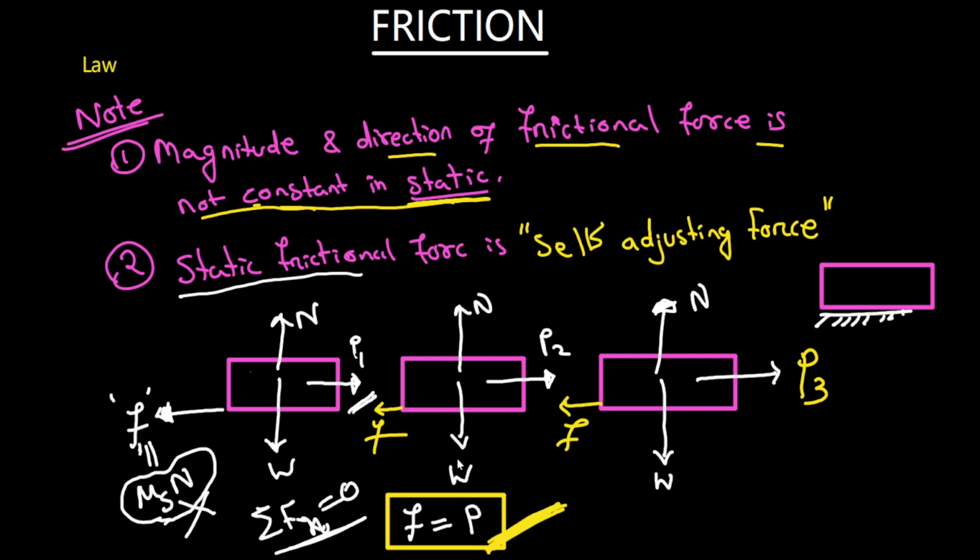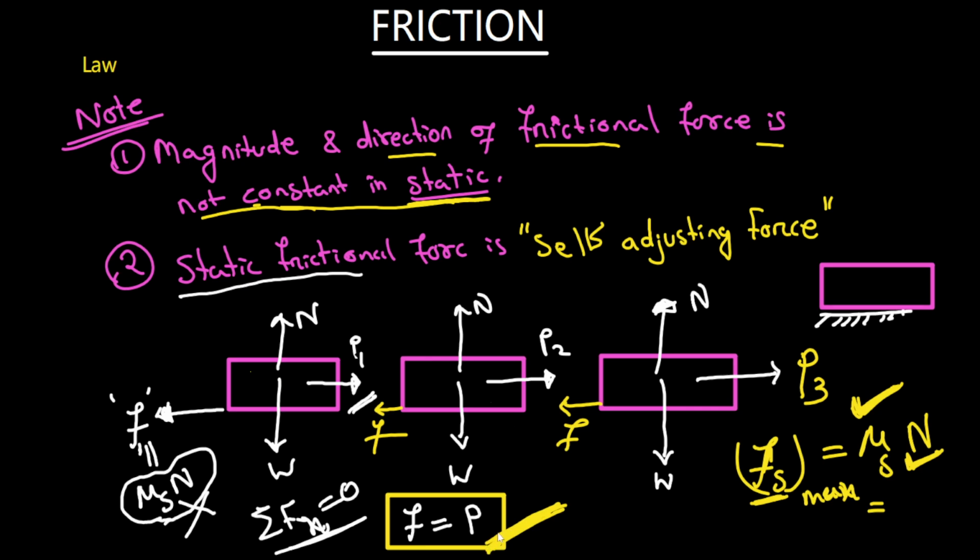Suppose from the law, Fs maximum is equal to mu s into N. You know mu s is given from the surface, so it is given in the question paper. And since weight is given, you can calculate the normal reaction. If it is inclined, you can calculate it by resolving the weight into the perpendicular direction. In any case, you will get Fs maximum, that is the maximum amount of frictional force which is possible in the static case.